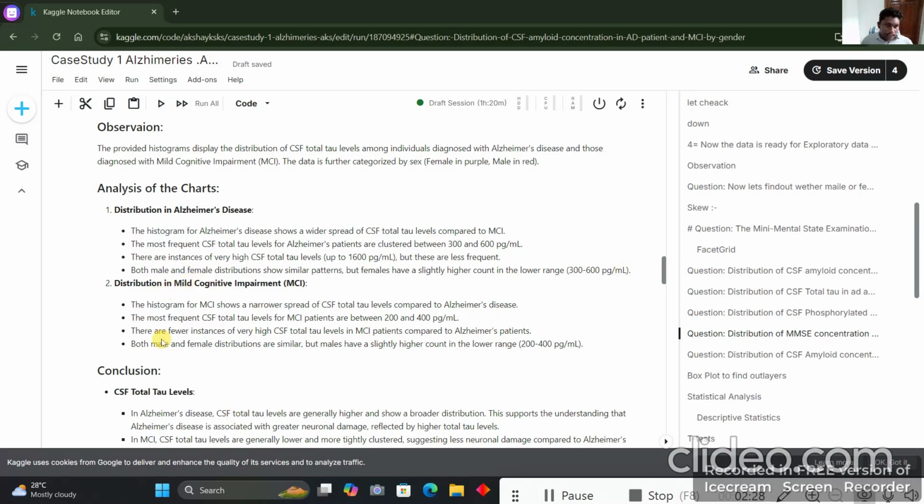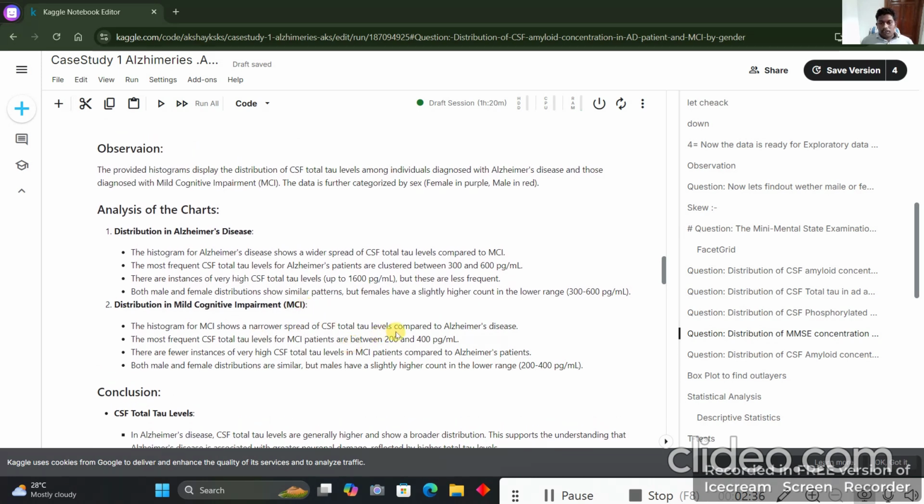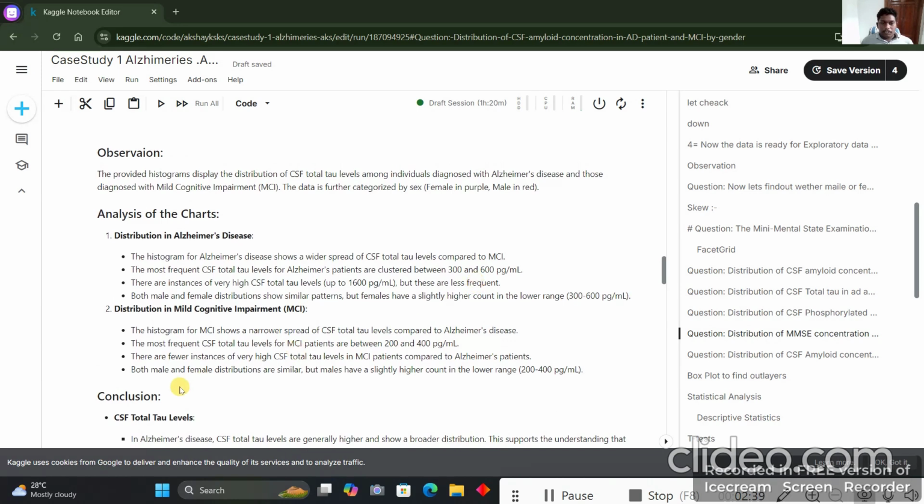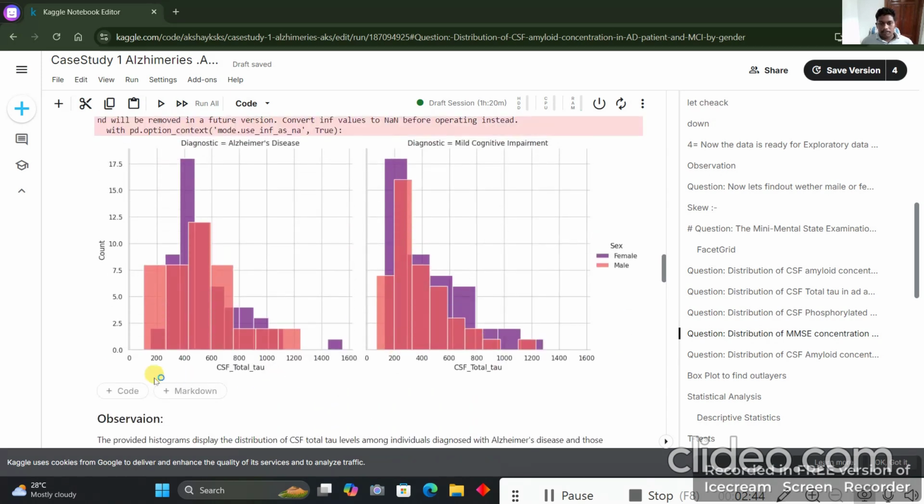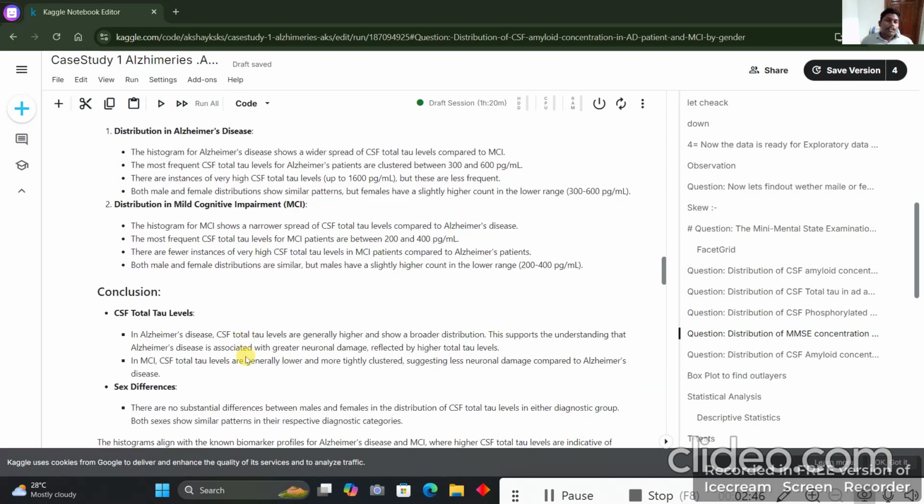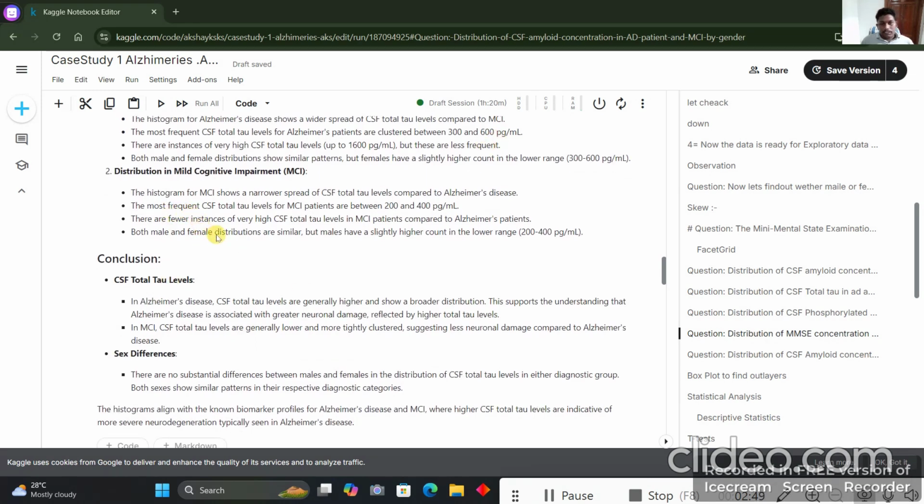Distribution in MCI, we can see the histogram for MCI shows a narrow spread of CSF total TAU level compared to Alzheimer's disease. The most frequent CSF total TAU levels in MCI are between 200 and 400 pg/ml. There are fewer instances of very high CSF total TAU levels in MCI compared to Alzheimer's. Both males and females are distributed similarly, but males have a slightly higher count in the lower range, 200 to 400.